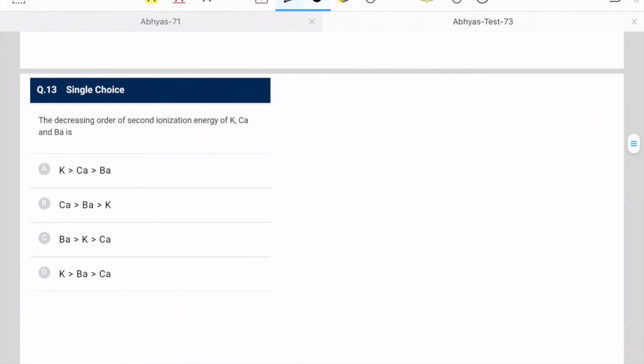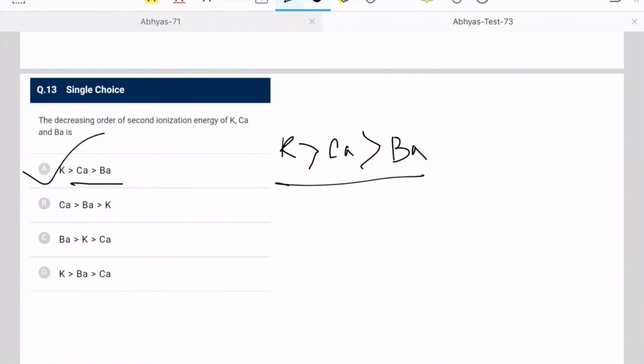The decreasing order of second ionization energy of K, Ca and Ba is. Normally potassium is a first group element, so its second ionization energy will be higher after losing the electron from the outermost orbit. So K will be higher. Among calcium and barium, calcium will be higher because it is the first member of the group. Then barium will be there. So this is the correct option, A is the correct option.